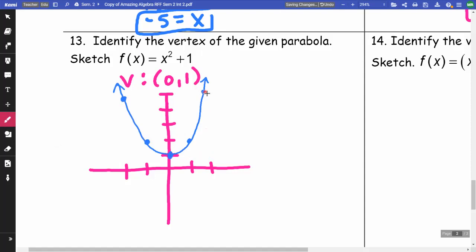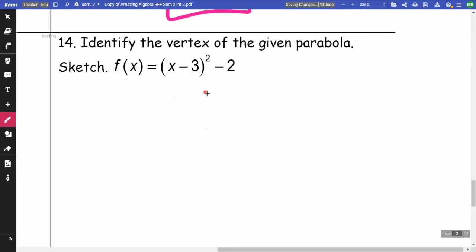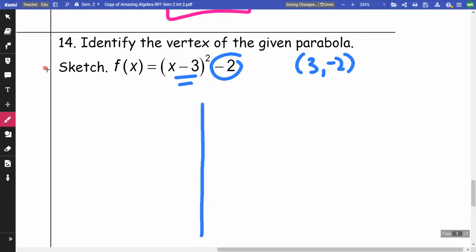On number 14, identify the vertex and then sketch it. So the vertex for this one is going to be 3, negative 2, because whatever makes this 0 is your x, and then whatever this is, that is your y. I don't have any stretch besides just a normal 1 being in front, so it's going to be a regular parabola at 3, negative 2.